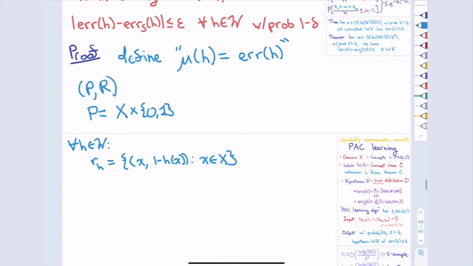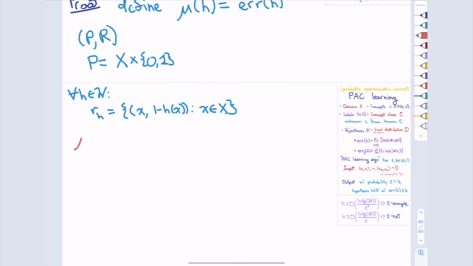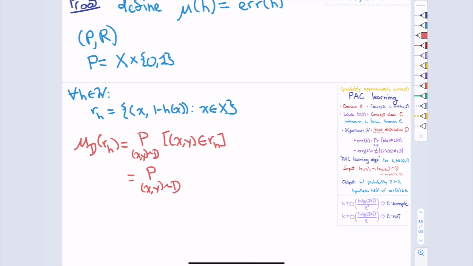And we're now going to define a measure based on the distribution. I'll write U sub D. This will be the probability that if I draw X from D, and Y the corresponding label, this point is in the corresponding range. One nice thing is that because R sub H represents the opposite, this happens to be equal to the probability that, as X, Y is sampled from D, H of X is not equal to Y. That's why we set up R sub H with this 1 minus thing, to get the not equal. So it is indeed equal to the true error of H.